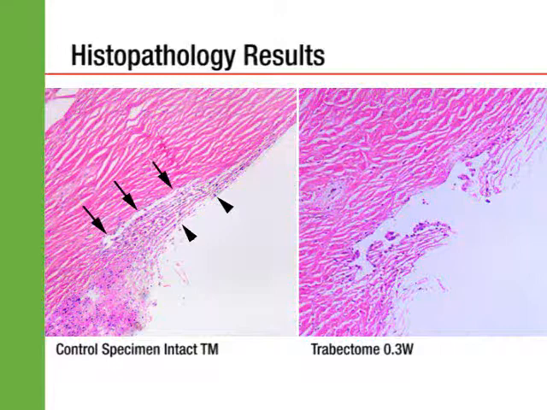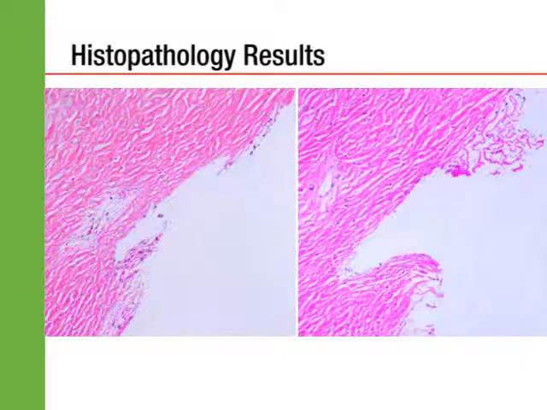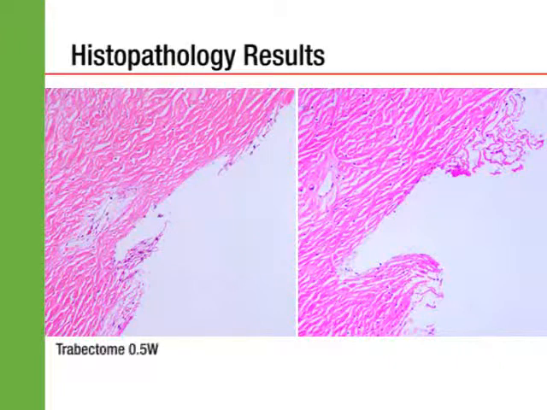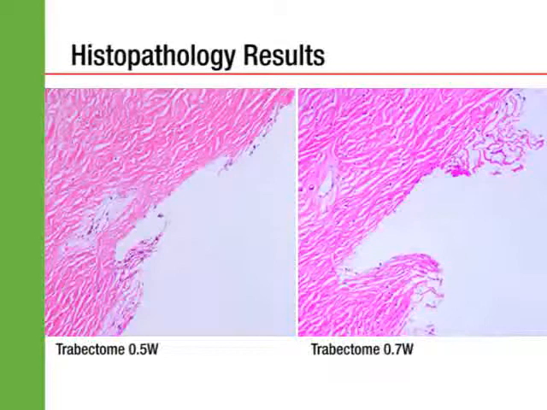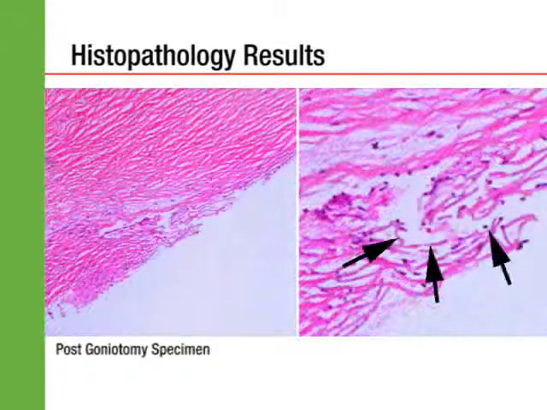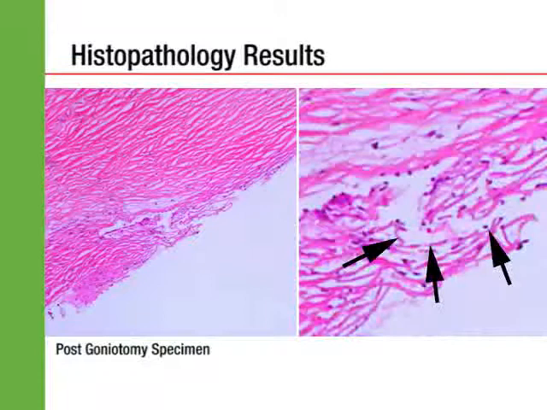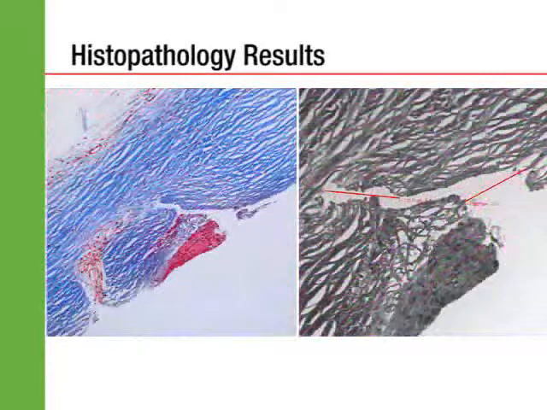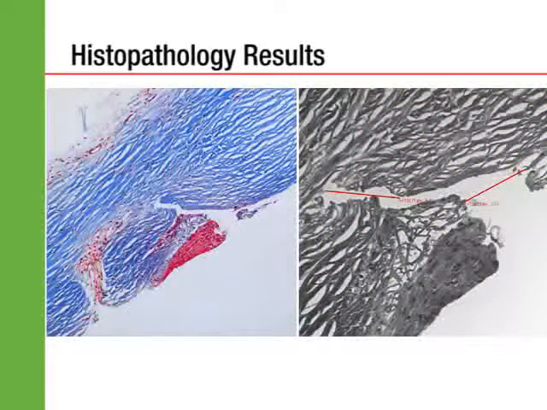On the left is shown a higher power ablation with the Trabectome at 0.5 watts, and on the right 0.7 watt ablation. In both of these pictures you can see a clear separation of the trabecular beams and access from the anterior chamber into Schlemm's canal. A goniotomy specimen shows a slit-like entrance into Schlemm's canal on the left and a higher magnification of this on the right. One goniotomy specimen showed deep penetration of the slice into the scleral tissues.